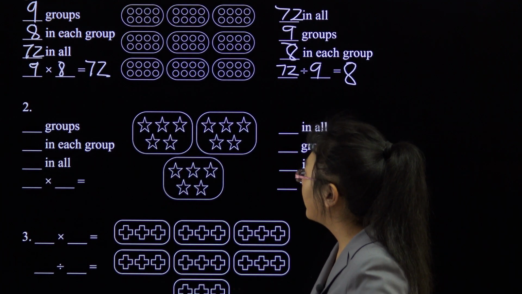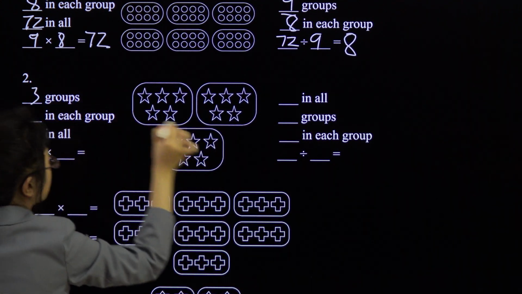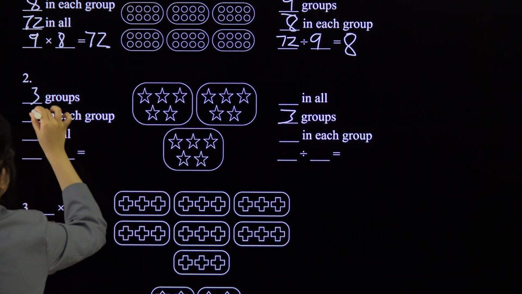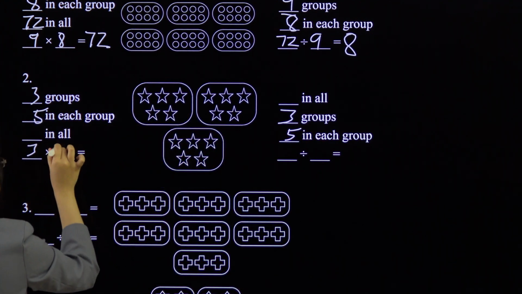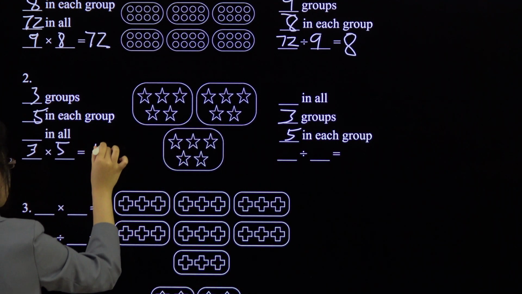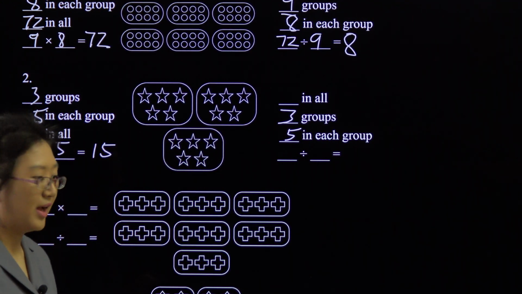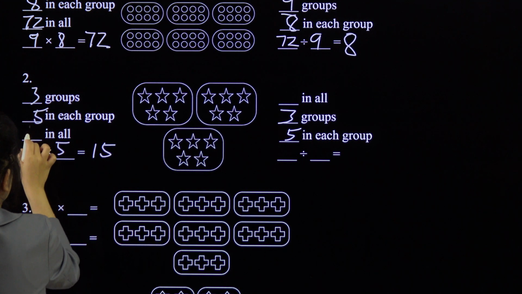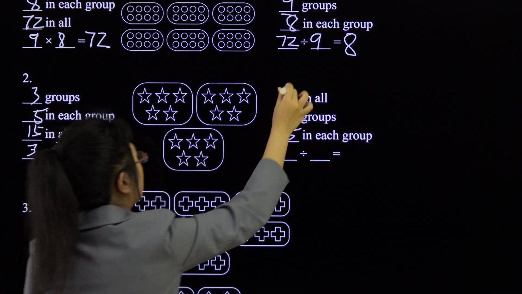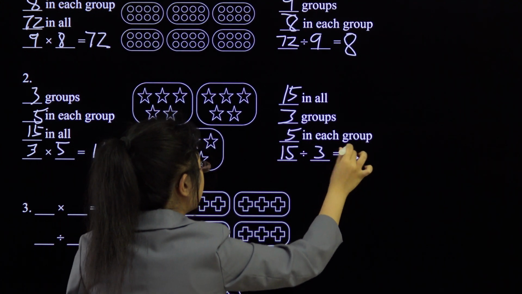Here we have 3 groups, 5 in each group. And 3 times 5 is equal to 15. I expect you guys to at least have remembered until the 5s. 15 in all. 15 divided by 3 equals 5.